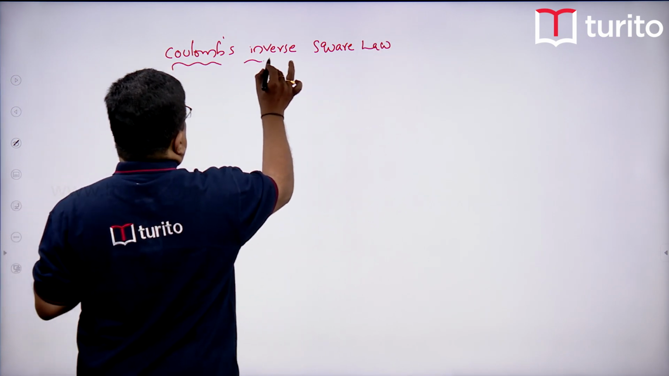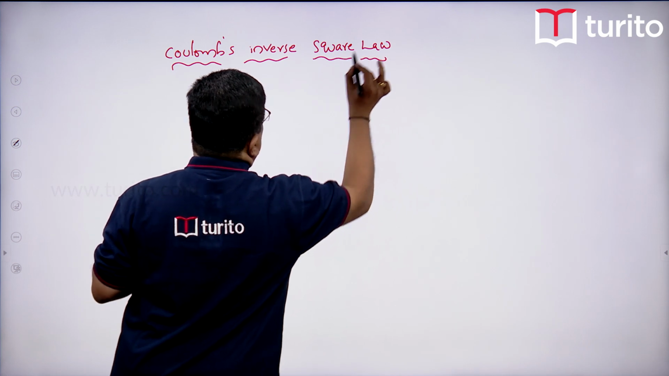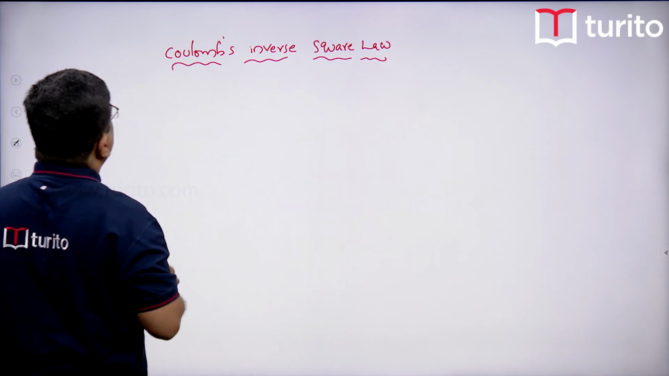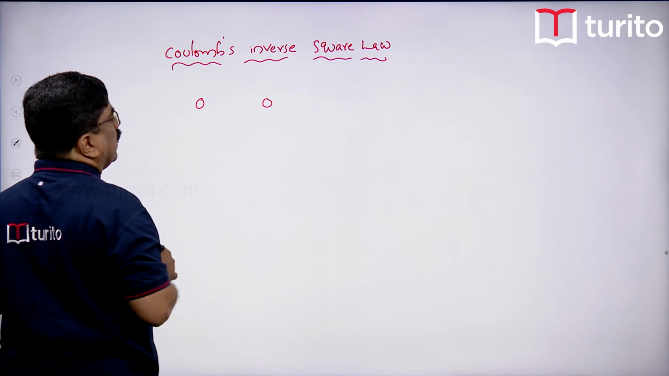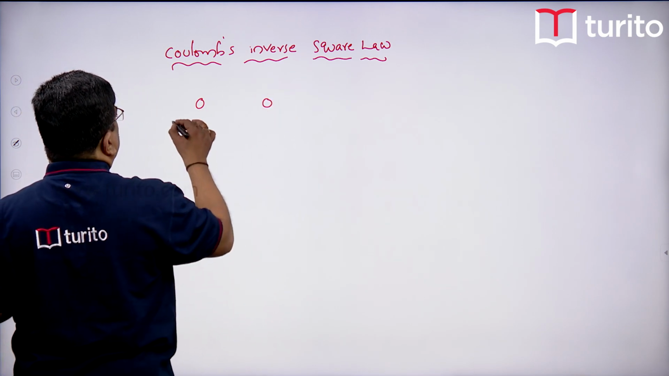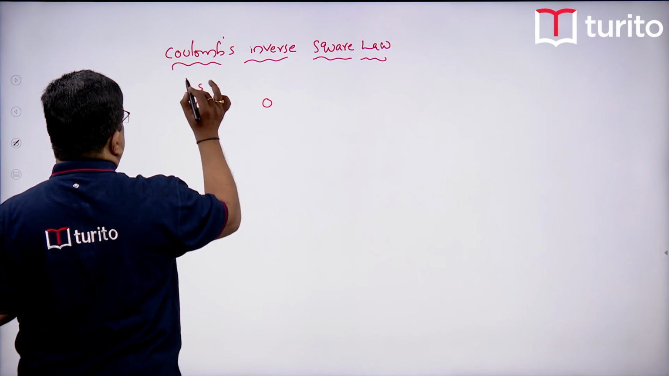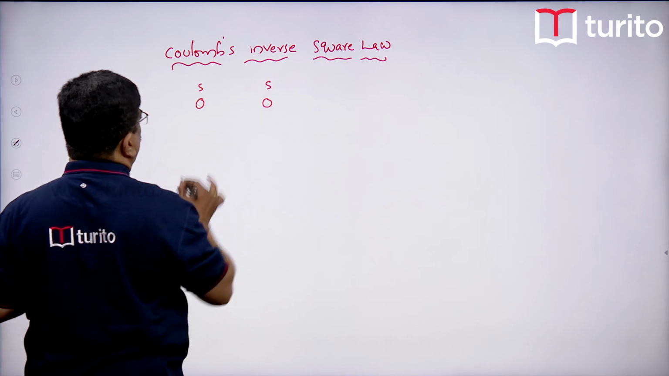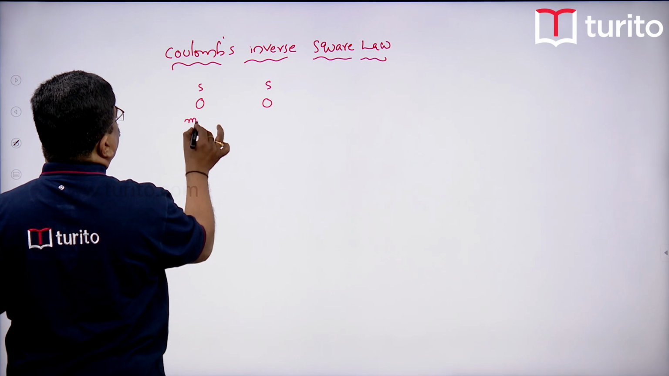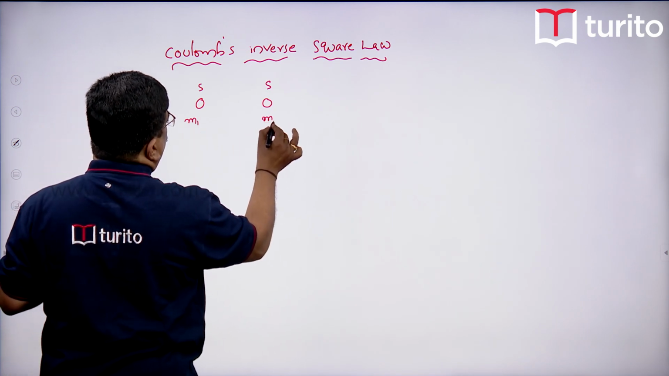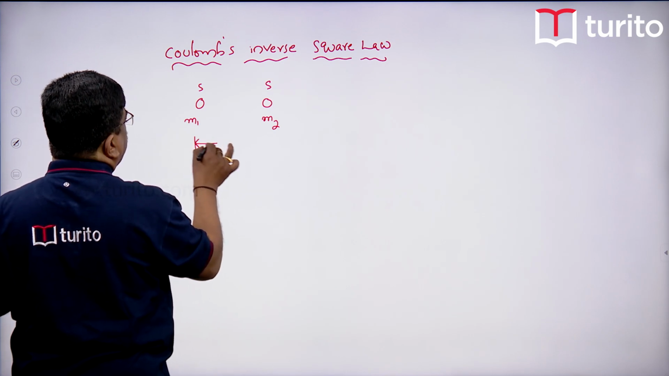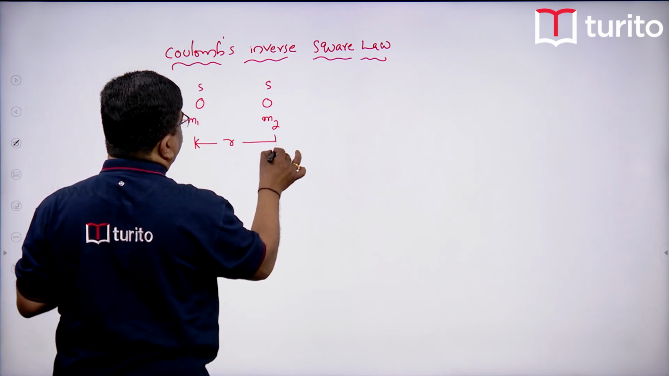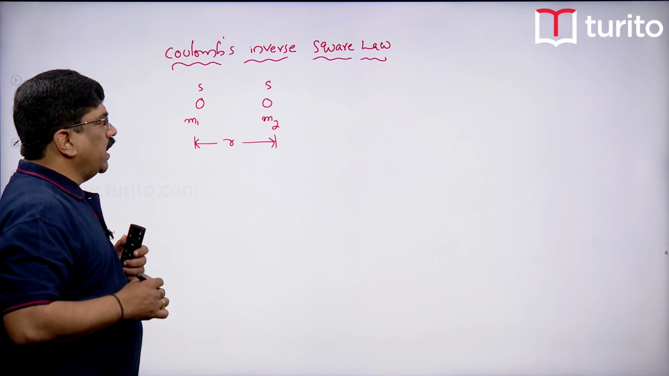So, this is related to the force between two magnetic poles. Let us suppose there are two magnetic poles. Let us suppose this is a south pole and this is also a south pole. For this one the pole strength is m1 and for this one the pole strength is m2. The two poles are separated by a distance r.